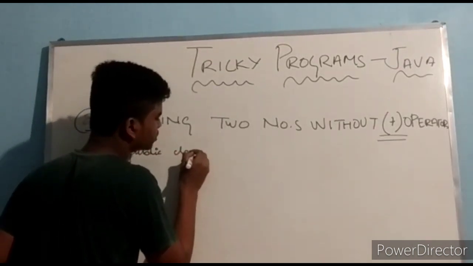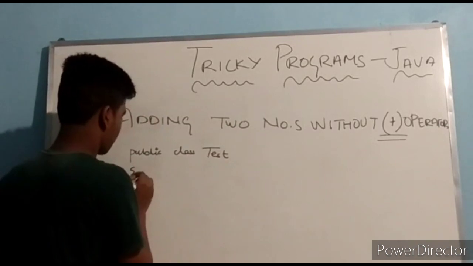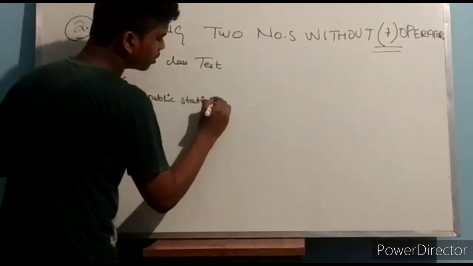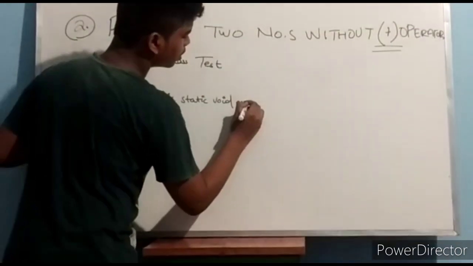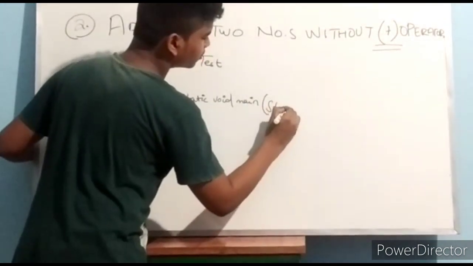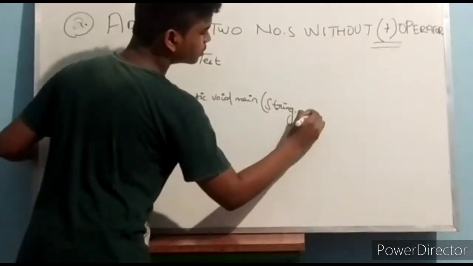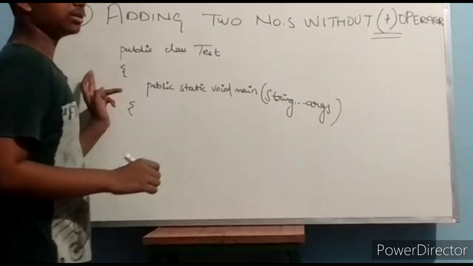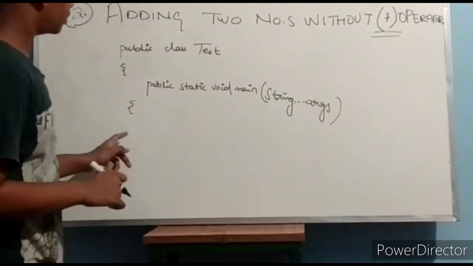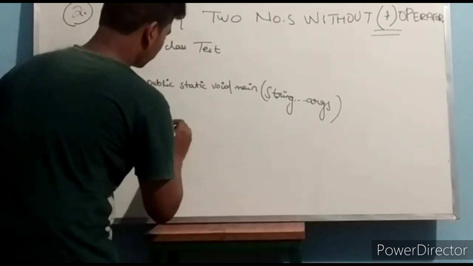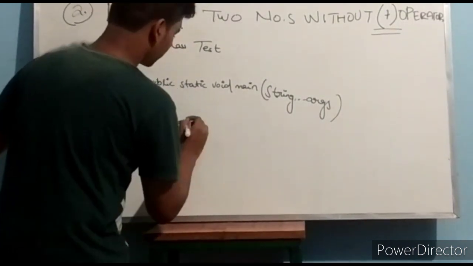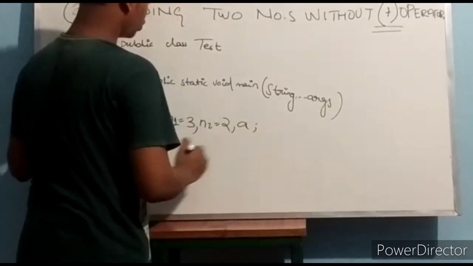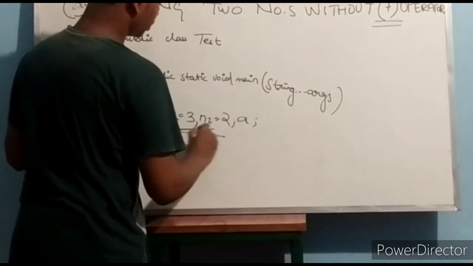Public class test, public static void main string arguments. Okay guys, now I'm not using a Scanner or BufferedReader class, I'm just initializing here. So int n1 is the first number, I'm taking it as 3, n2 will be the second, and a for storing the sum of these two values.